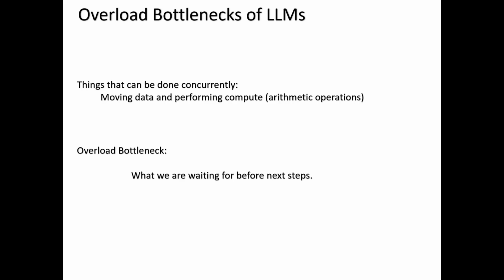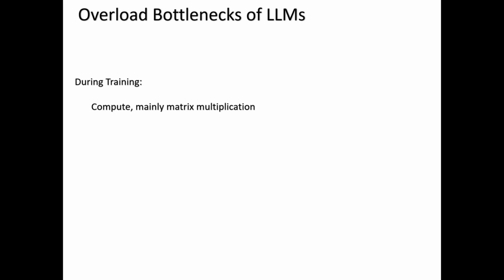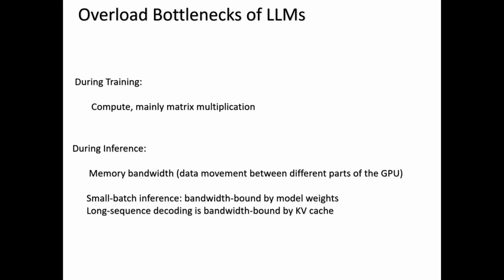This paper tells us that during training an LLM, compute is the major bottleneck. Essentially, everything is waiting for the matrix multiplication results, and the data is already prepared for the compute. And during inference, it's more about memory bandwidth being the overall bottleneck. That is, the data movement between different parts of the GPU. And it's usually not moving data from CPU memory to GPU memory, assuming you have programmed it properly.